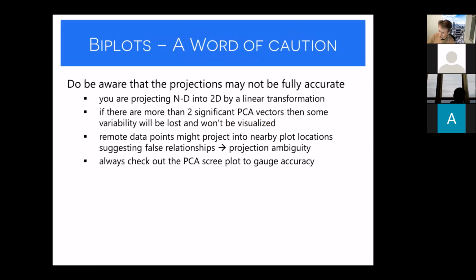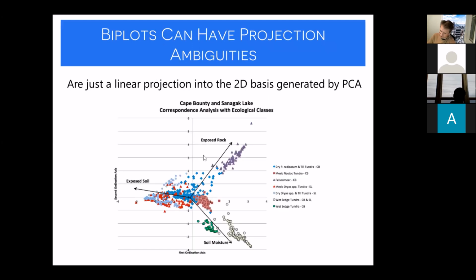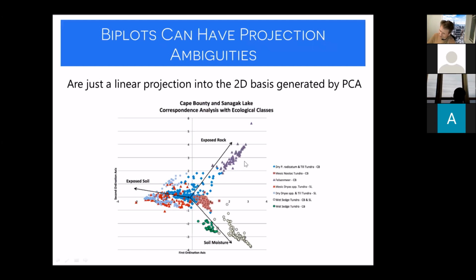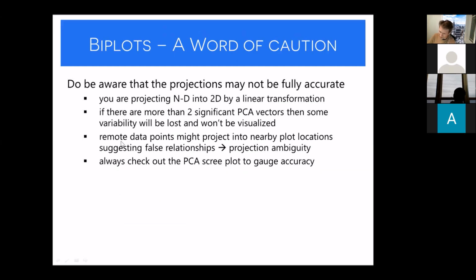And this is really the problem, because PCA gives bilinear projections, projecting ND into 2D by linear transformation. When there's more than two significant PCA vectors, that's where the scree plot comes in handy. If you look at the scree plot and see there are only two significant PCA vectors, then the biplot is not bad. But once you have 3 or 4, you can't trust it perfectly. Remote data points might project into nearby plot locations, but they may not be truly nearby, and then you have an ambiguous plot.